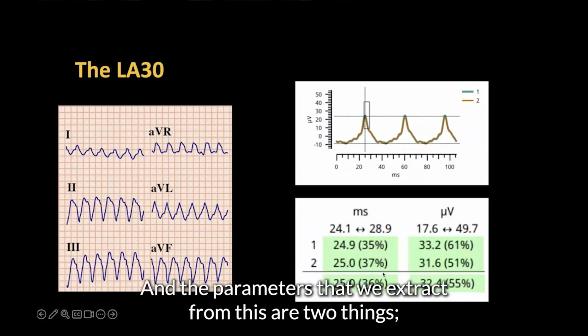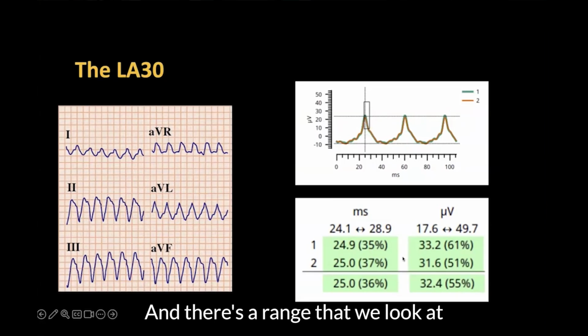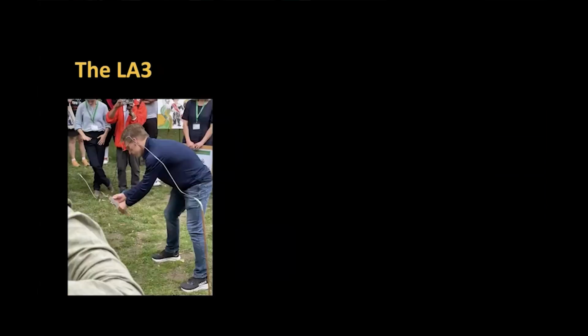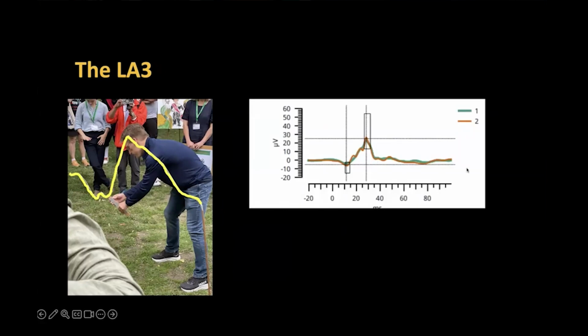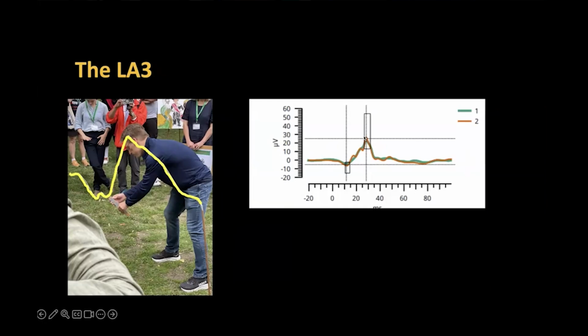And the parameters that we extract from this are 2 things: one is the peak amplitude and the other is the peak time. And there's a range that we look at to see whether that's within the normal range. The LA3 consists of an A and B wave. This originates from the cone photoreceptors as well as a bit of bipolar cell.